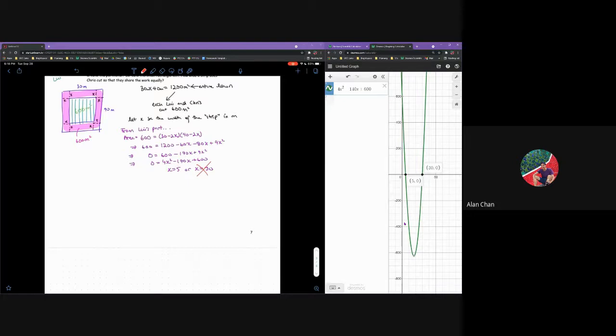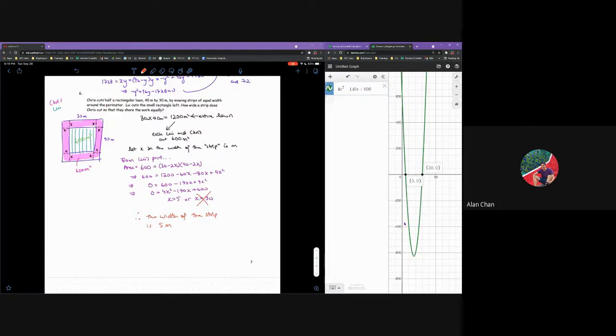Okay. So what did we just find out? We just found out that the width of the strip needs to be 5 meters. So we can say, therefore, the width of the strip is 5 meters. Okay.